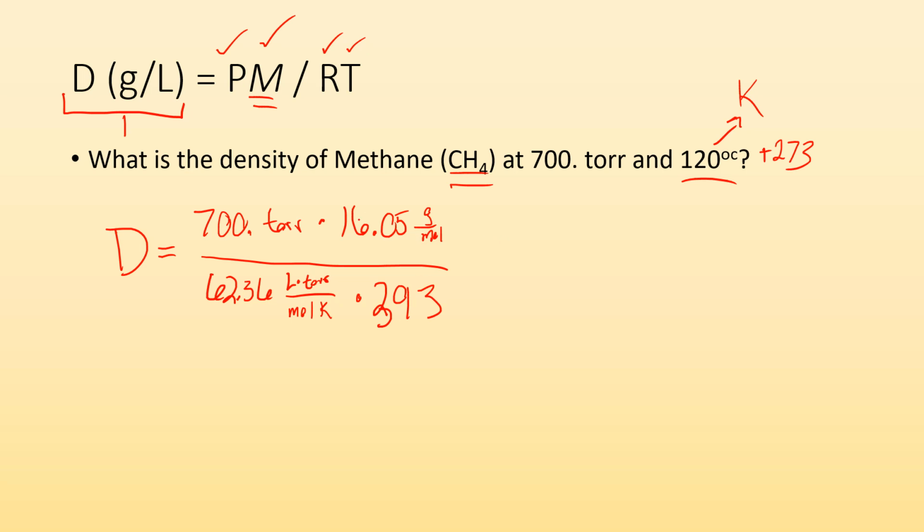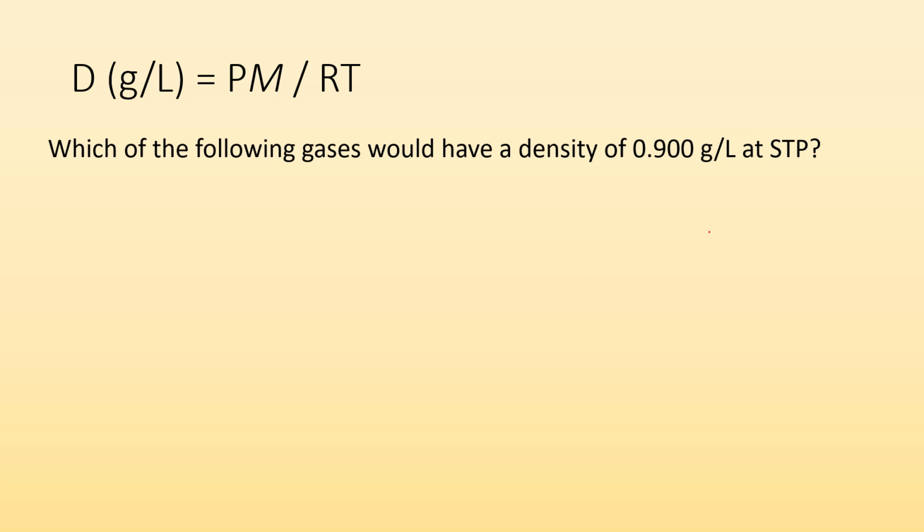So now when I do this math, let's check out the units. Torr and torr cancel out, moles and moles cancel out, Kelvin and Kelvin cancel out, and I'm left with grams over liters. So that's how I can check that I did my setup right. And when I do the math, I end up with 0.458 grams per liter. Not too bad. Well, what about a similar but different question?